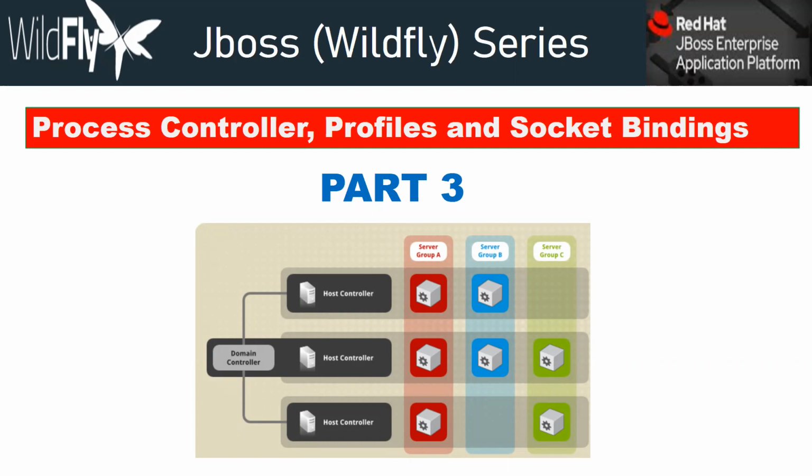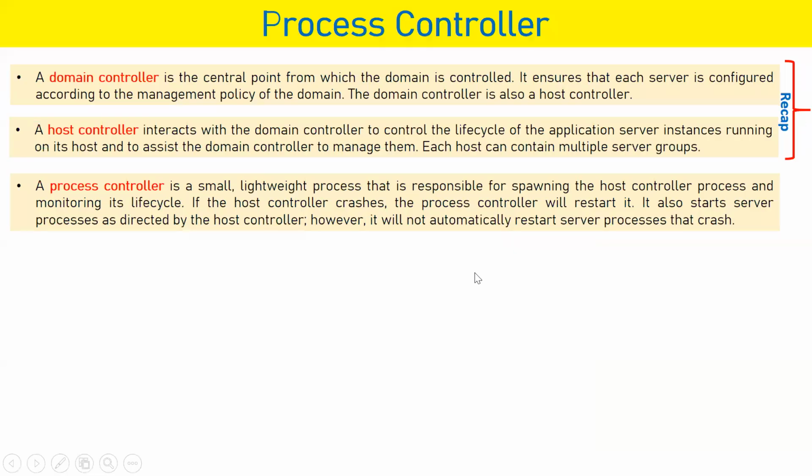Okay, so now, in continuation of the same, we will discuss the process controller, the different kinds of profiles, and the different kinds of socket bindings that we have in the JBoss server. Let us take a quick recap before we go into the discussion of the process controller.